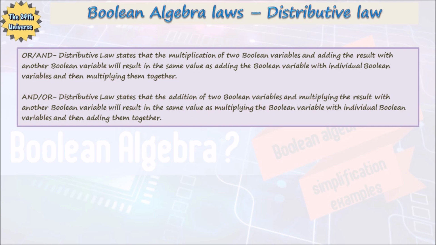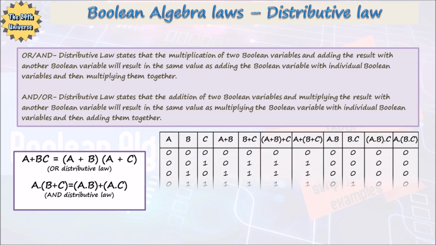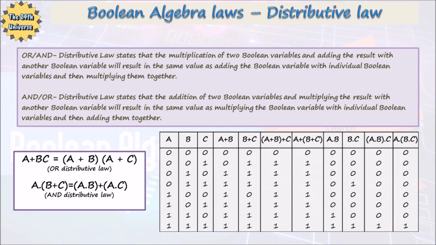The distributive law for AND OR states that the addition of two Boolean variables and multiplying the result with another Boolean variable will result in the same value as multiplying the Boolean variable with the individual Boolean variables and then adding them together. OR distributive law is A or B and C is equal to A or B and A or C. AND distributive law is A and B or C is equal to A and B or A and C. And we can prove this expression using the truth table like this.